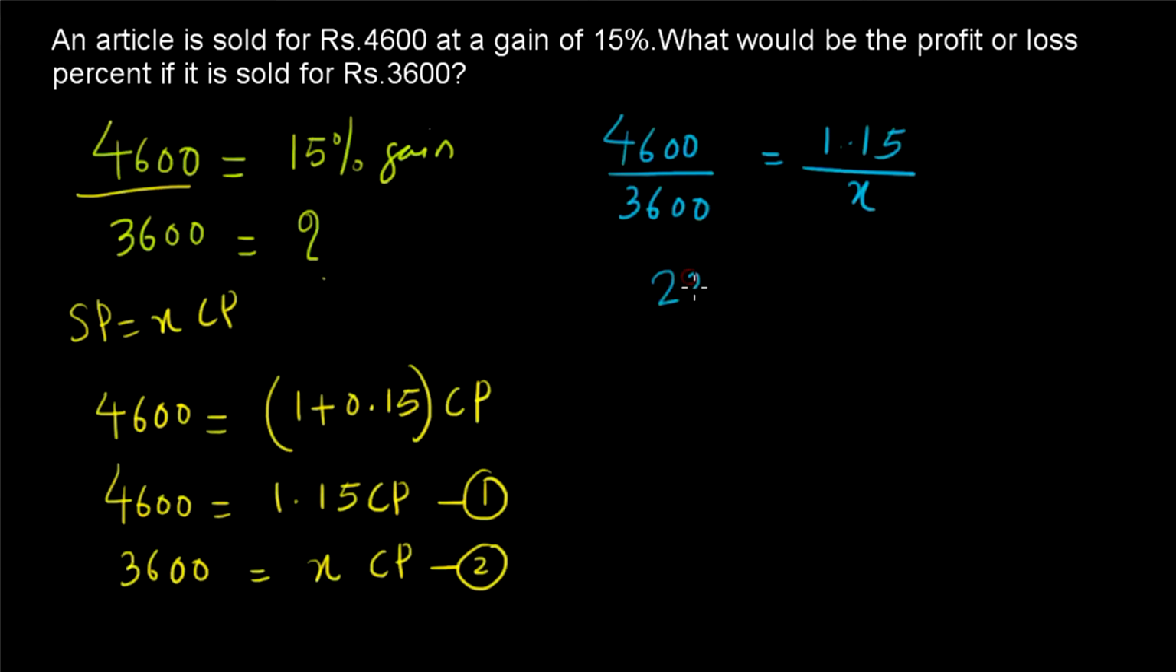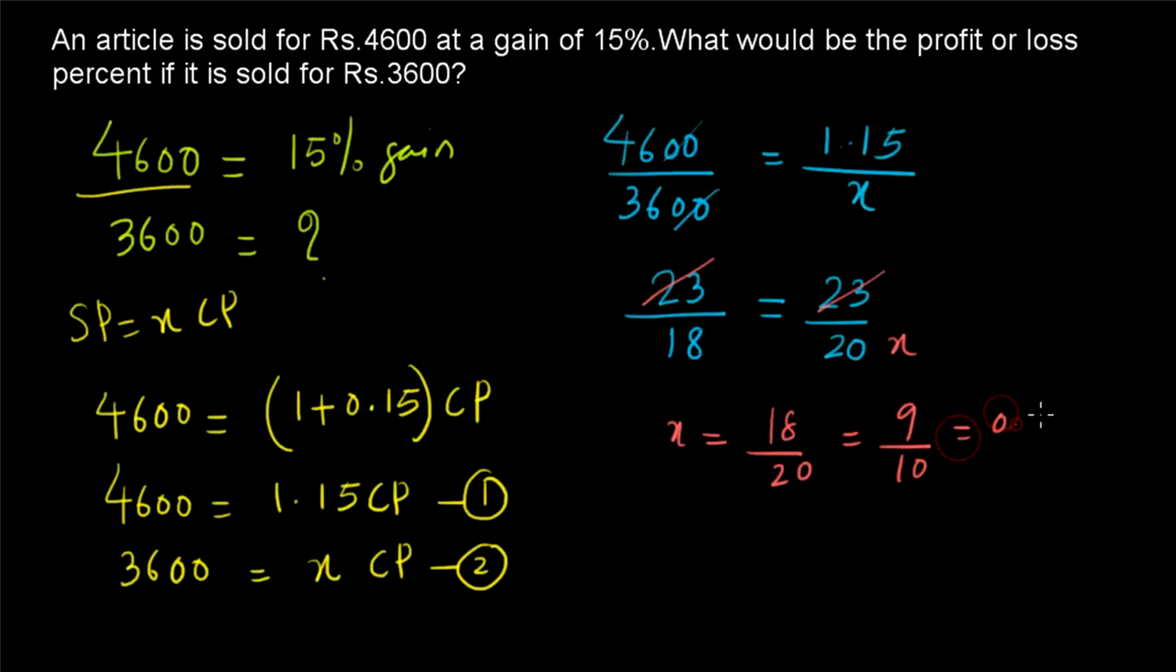Just by simplifying, we will be getting 23 by 18. We are cancelling out the zeros, and 46 and 36 we are dividing by 2. So 23 by 18 is equal to 1.15. 1.15 we can write as 115 by 100, which we can simplify and write as 23 by 20. So 23 and 23 get cancelled out. X is here. So X is equal to 18 by 20, so it will be 9 by 10, or X is equal to 0.9.